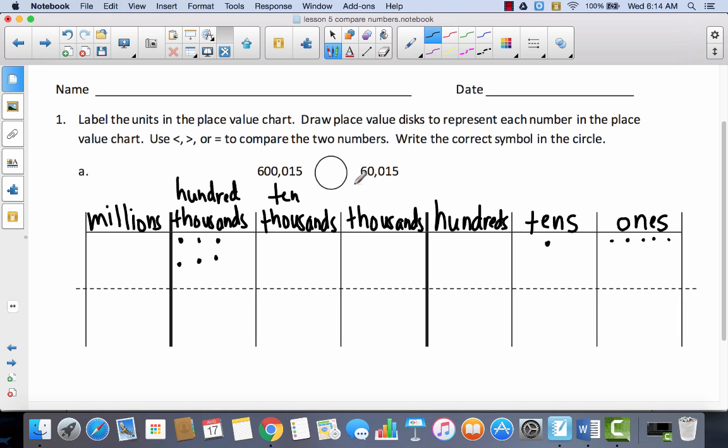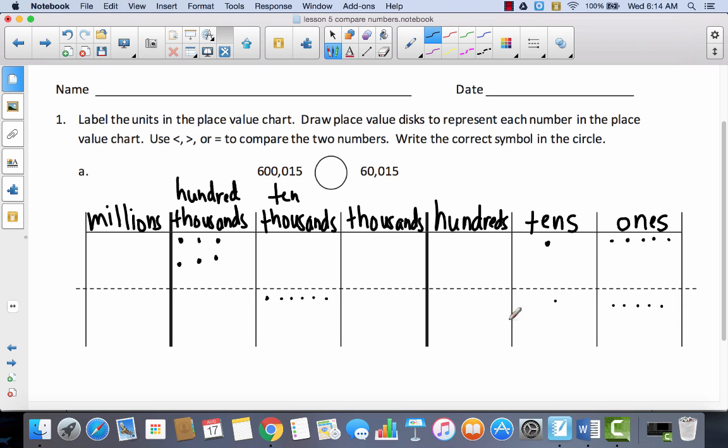I want you to draw place value discs for 60,015 by yourself. So we're going to pause the video. I want you to draw this by yourself. You pause the video too, and then I want you to put the place value discs in the place value chart by yourself. Okay, so let's check together. So you should have noticed that in this number there were no 100,000s, but there were 6 10,000s, there was 1 ten, and there were 5 ones.